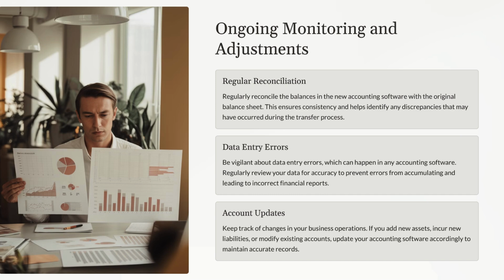Data entry errors. Be vigilant about data entry errors, which can happen in any accounting software. Regularly review your data for accuracy to prevent errors from accumulating and leading to incorrect financial reports. Account updates. Keep track of changes in your business operations. If you add new assets, incur new liabilities, or modify existing accounts, update your accounting software accordingly to maintain accurate records.